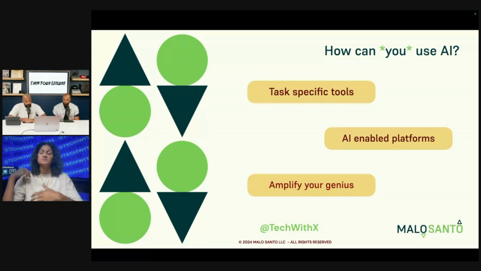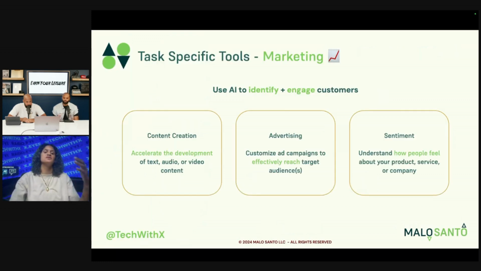The second is through AI-enabled platforms, so platforms that are specifically built to help you, whether it's operate your whole business or manage a lot of tasks at once that use AI in that. And the third is around using AI to amplify your genius. So first, let's talk about these task-specific tools. If you're looking at marketing your business, you want to use AI to identify and engage your customers.